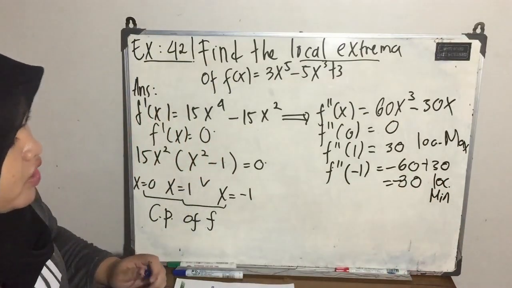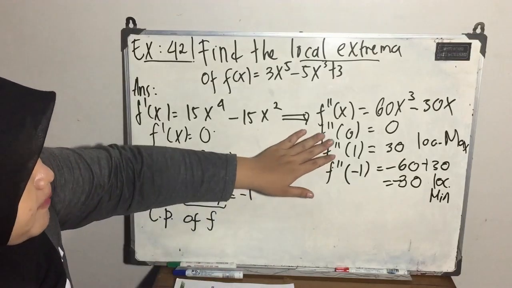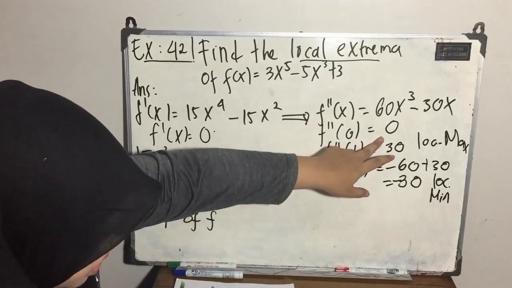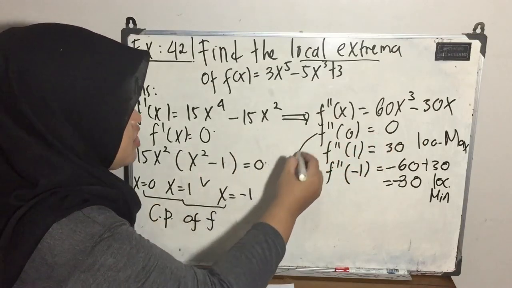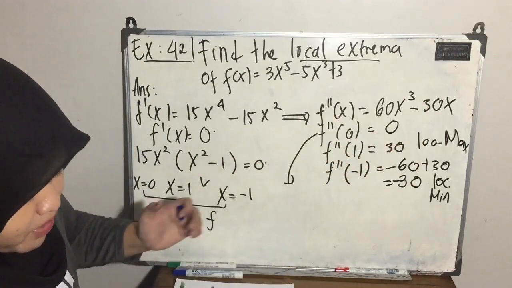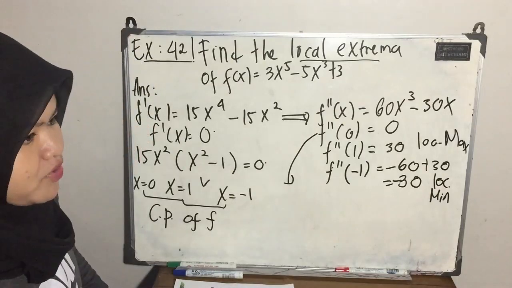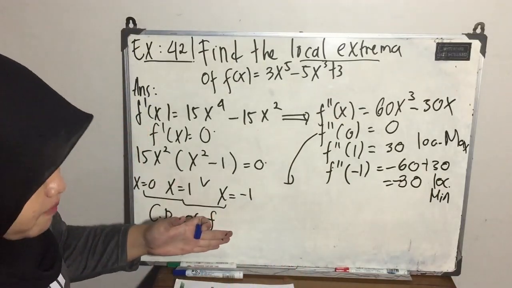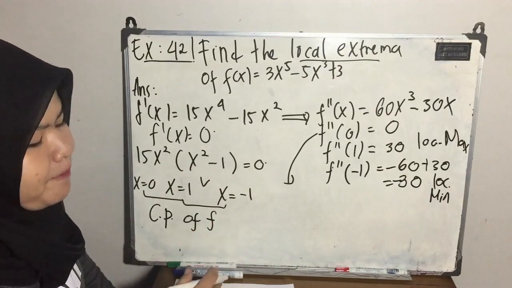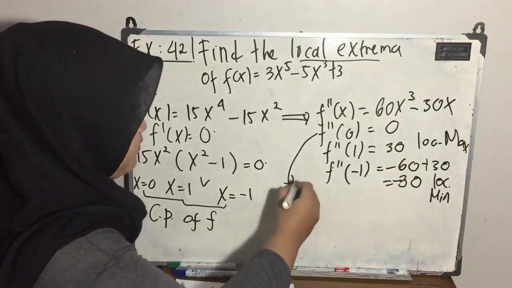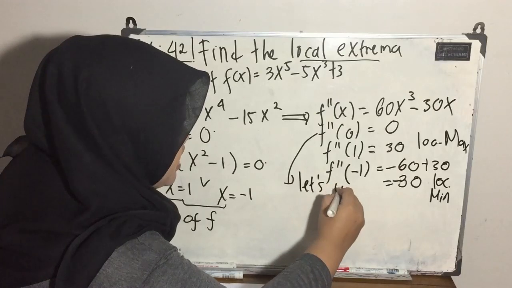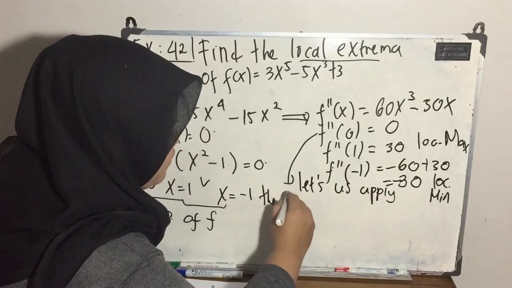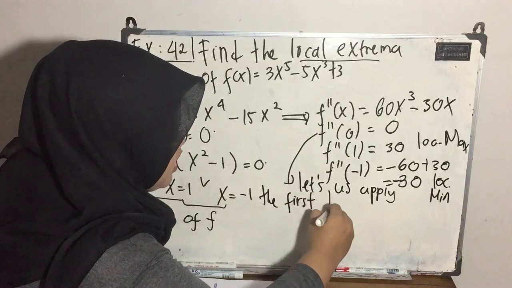But maybe you're curious why the second derivative at x equals 0 gives a result of 0. So this one does not give information about the critical point at 0. So this one doesn't have any information about the critical point. So let us apply the first derivative.